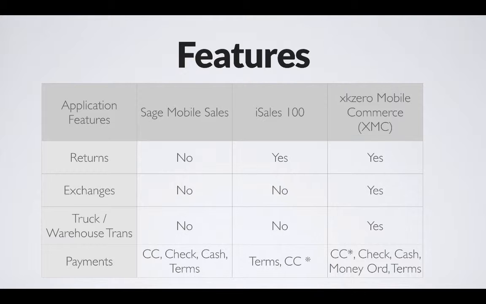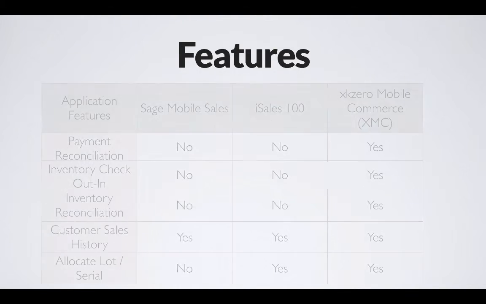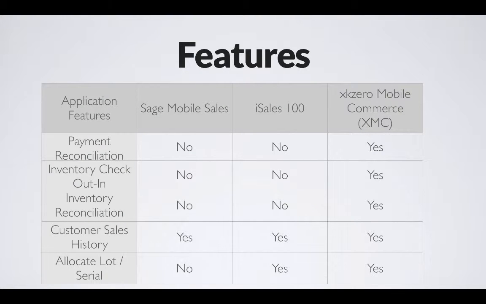XMC allows for automation of check, cash, money order, and you can sell on terms as well. So a lot of the things on this slide right here, the first 3 things are really about some of the things that are very specific to XMC, and it's doing route selling and direct store delivery, the payment reconciliation, inventory checkout and check-in, inventory reconciliation reports. We don't really require those kinds of things on iSales, and Sage Mobile Sales does not do those either.